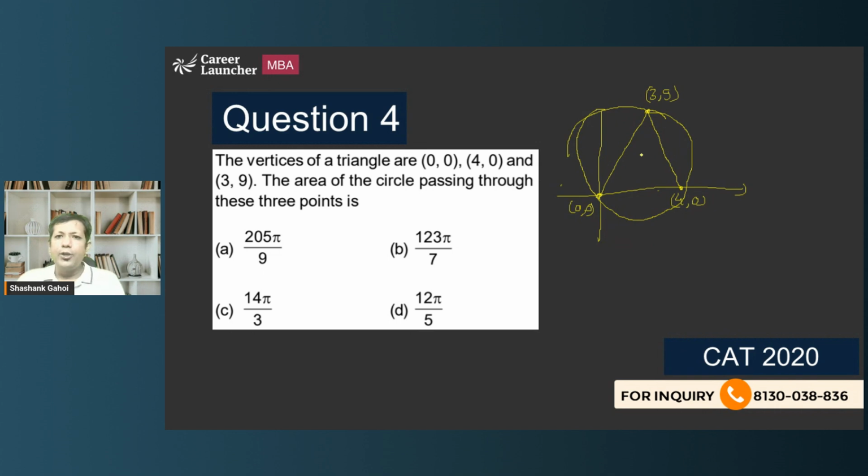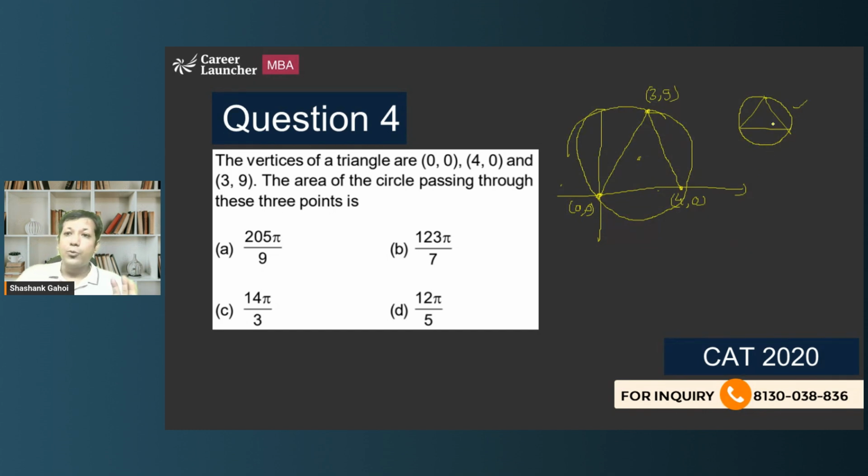Okay. I need to find out the radius of the circle. Now you might think we need to calculate the equation of the circle. No. There is a formula for circumradius. Circumradius means radius of the circumcircle. And what is a circumcircle? A circumcircle is simply a circle that touches all 3 vertices of a triangle. I need to find out the area of this.